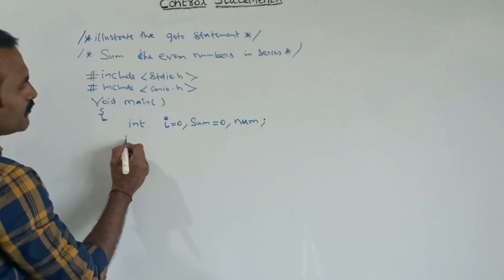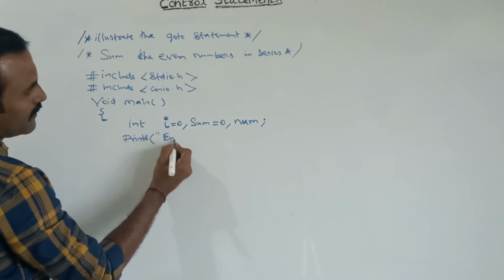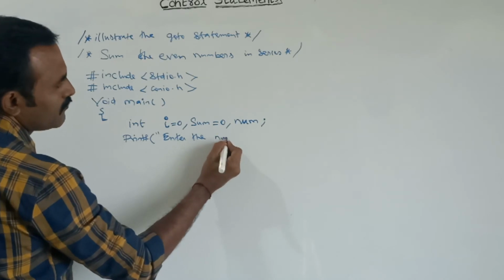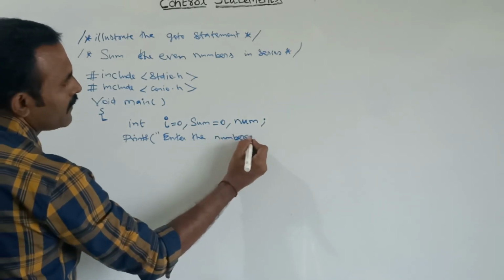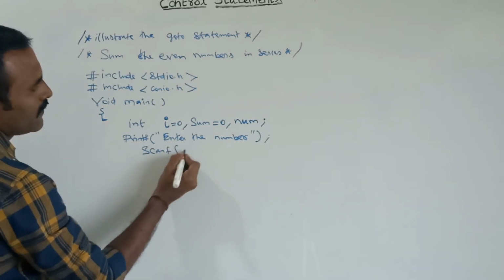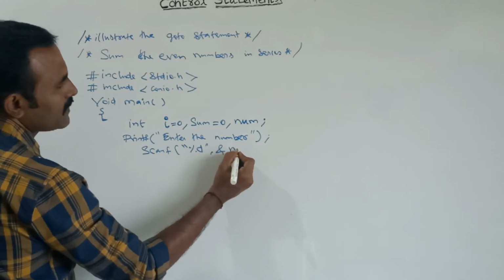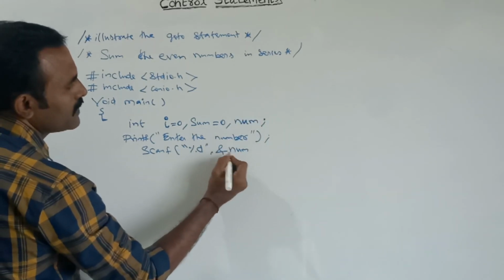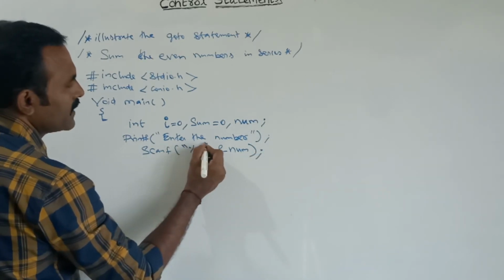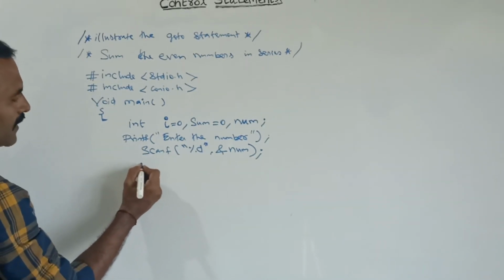Next printf, enter the maximum range number or enter the number. Here scanf, here I am getting the input value, that is to the address of num. Whatever value you give as input on the keyboard will be stored in num in this step. This is the scanf function.